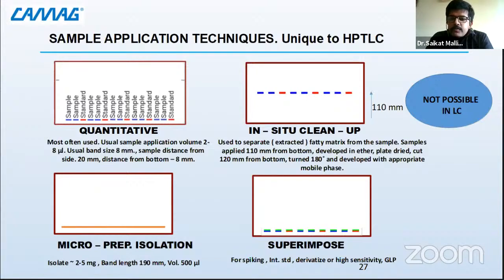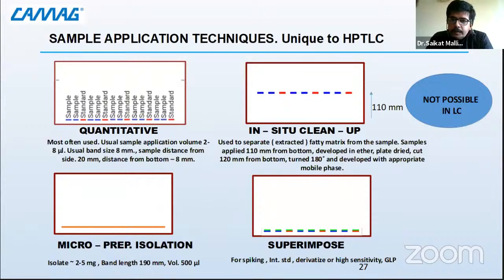So with the help of HPTLC, it is very easy. You just apply it in the center, develop it with petroleum ether, remove the fat, revolve the plate, and then develop it with another developing mobile phase, which will selectively elute the other part, that is the medicated part of the herb that has entered into the oil. So this becomes an in situ cleanup procedure, which can be done immediately.